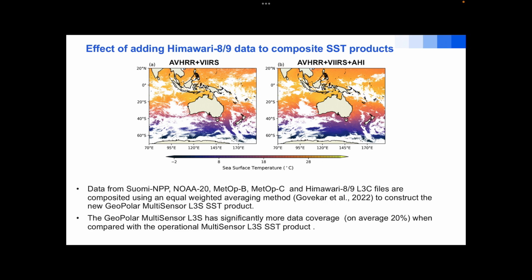Data from SNPP, NOAA 20, METOP B, METOP C, and Himawari are composited to construct the new geopolar multisensor L3S SST product. The left hand side here shows SST data coverage from our operational multisensor product, which is a composite of NOAA 18, METOP B, NPP, and NOAA 20. The right hand side panel shows data coverage from the new geopolar multisensor L3S. We get at least 20% more data coverage by adding Himawari data to the composite SST product.